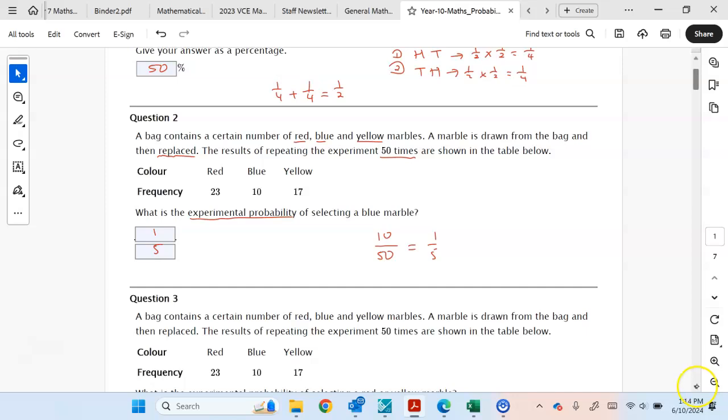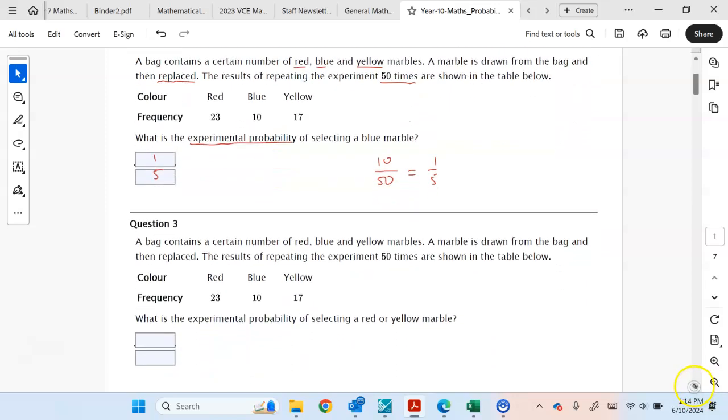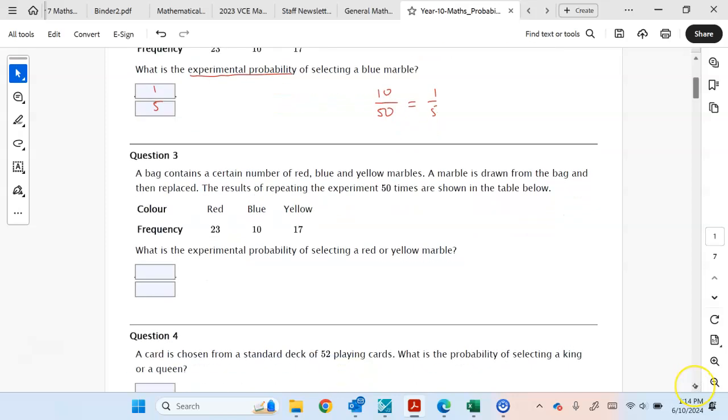All right, question number 3. Sorry, PDFs are always less user-friendly than a Word doc. All right, a bag contains a certain number of red. Oh, this time, okay. I thought I just did this question.